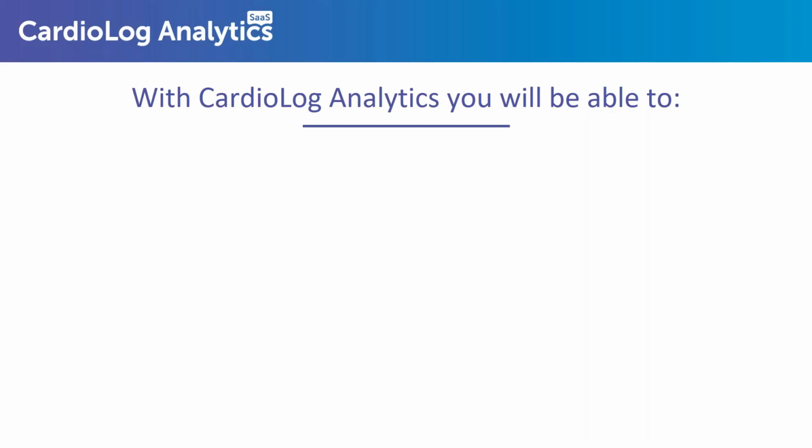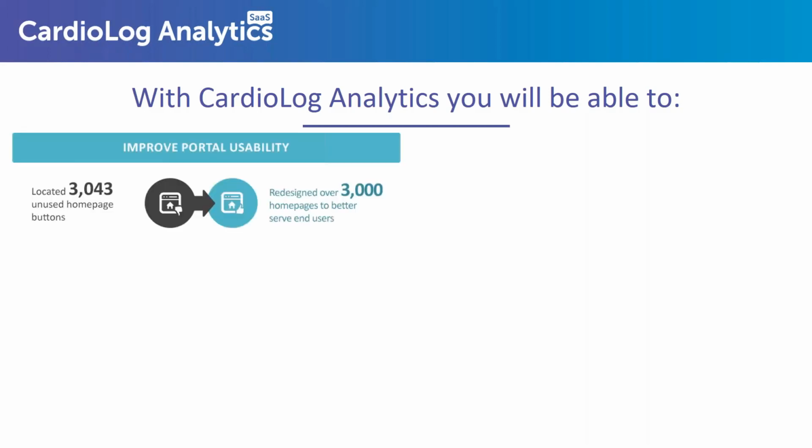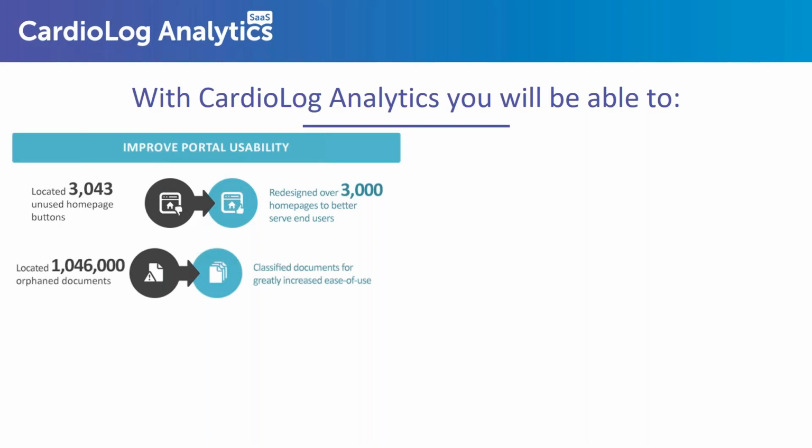Here are a few examples of how the analytics we provide can turn into additional services that you can offer. So we can locate unused homepage buttons. That's a huge waste of real estate on your customer's homepage that now you can offer to redesign or change in any way you'd like. We can detect orphan documents. So maybe a lot of documents are all around the place and people don't know how to get to them. So you can offer to redesign or rearrange it.